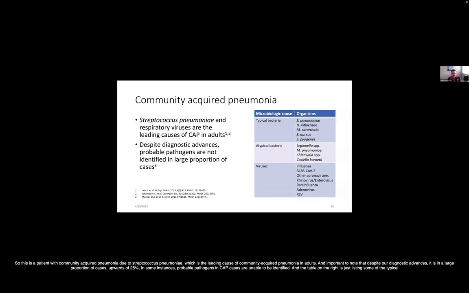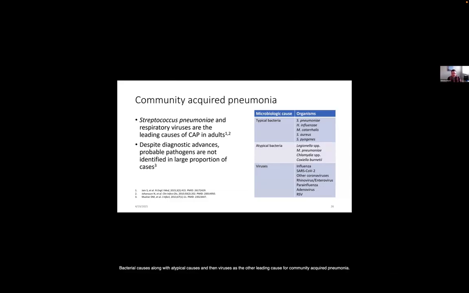So this is a patient with community-acquired pneumonia due to Streptococcus pneumoniae, which is the leading cause of community-acquired pneumonia in adults. Important to note that despite our diagnostic advances, in a large proportion of cases, upwards of 25% in some instances, probable pathogens in CAP cases are unable to be identified. And the table on the right is just listing some of the typical bacterial causes along with atypical causes, and then viruses as the other leading cause for community-acquired pneumonia.